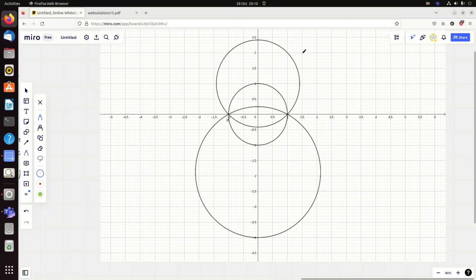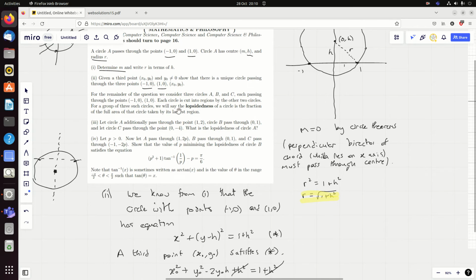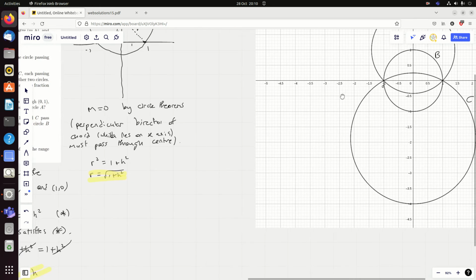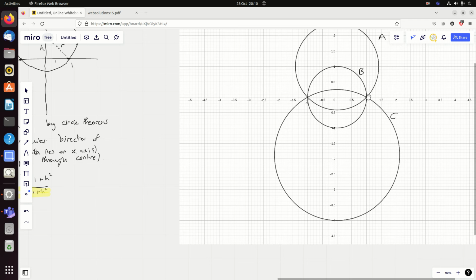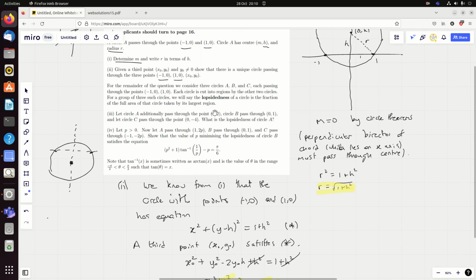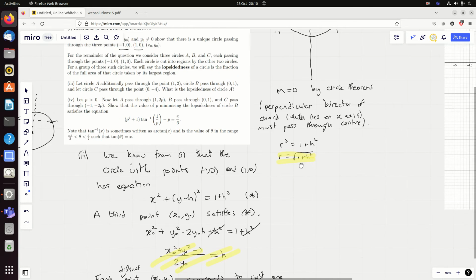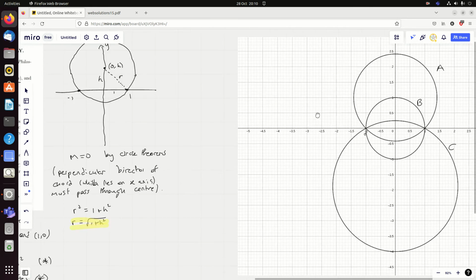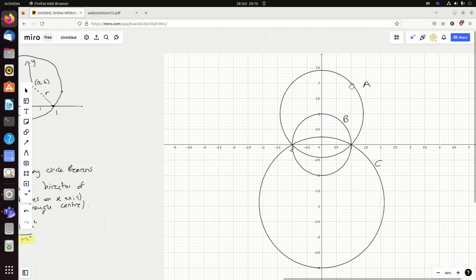Okay, so this is what we've got. I think this is circle B, and this is circle C, and that's from this description over here. We're going to consider three circles A, B, and C, and they all pass through (-1, 0) and (1, 0). Notice my ones all pass through -1 and 1. But then you're told A passes through (1, 2). So how am I going to start drawing A? Well, I know it passes through (1, 2), and mine does up here.